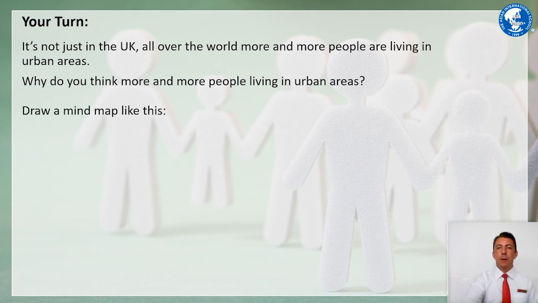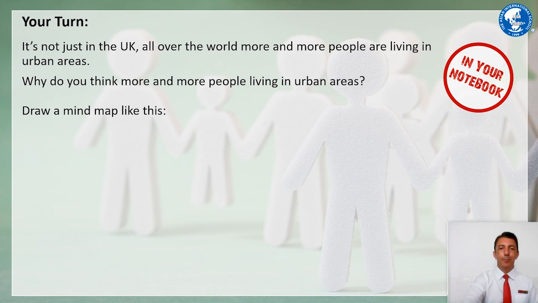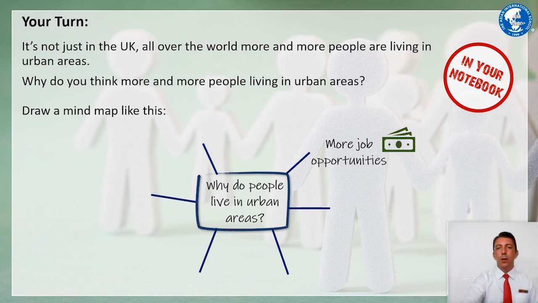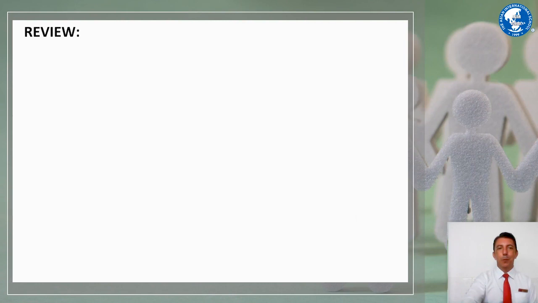So you will draw a mind map like this, again in your notebook. Why do people live in urban areas? So I have a couple of ideas for you, but you will do the rest by yourself. One is there are more job opportunities. So in cities, there's a lot more jobs, and we can usually earn more money here. There's more entertainment as well in cities. So I want you to complete this mind map in your notebook. Add as many ideas as you can. When you've finished, we will review.